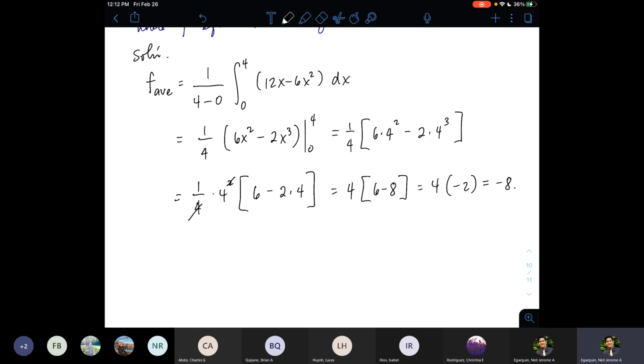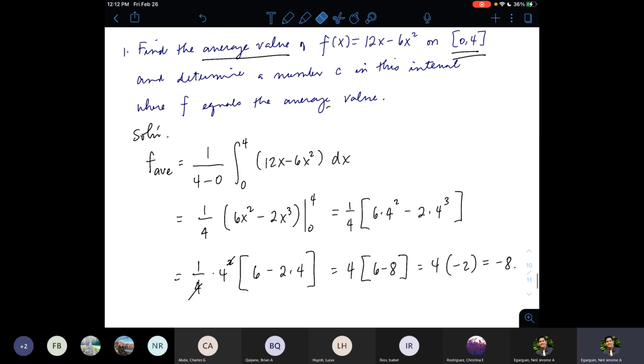Or you could have evaluated everything, 6 times 16 over here, and then 2 times 64 over here. That's fine. But I hate working with large numbers, so I try to take advantage of these algebra tricks to make the numbers smaller and much more manageable, at least for me. All right, good. That's the average value.